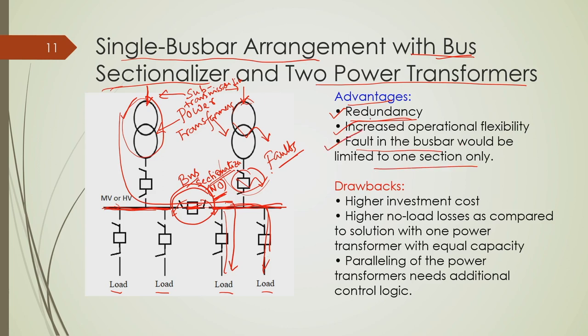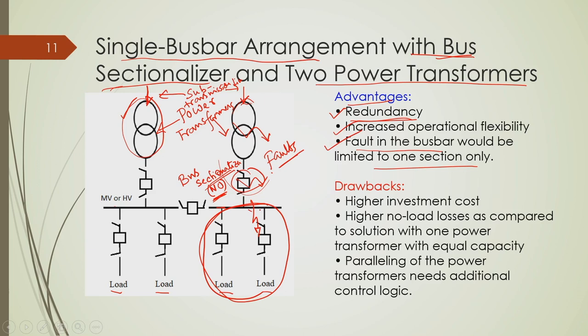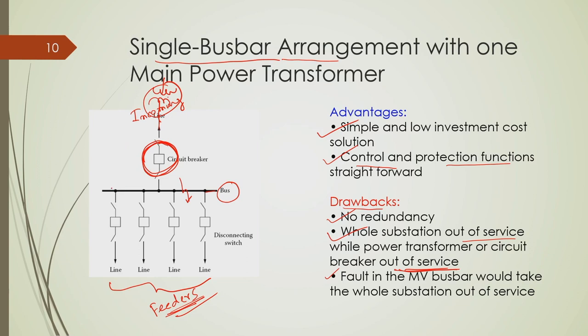Now, there is another advantage: if there is any bus bar fault, meaning a fault in either this bus or this bus, suppose there is a fault in this bus, then only this portion of the feeders, or those feeders connected to that particular bus, will be affected, but all other feeders connected to the other bus will never get affected. On the contrary, since we have a single bus bar arrangement, if there is any fault in this particular bus bar, all the feeders will be affected, they will have an outage.